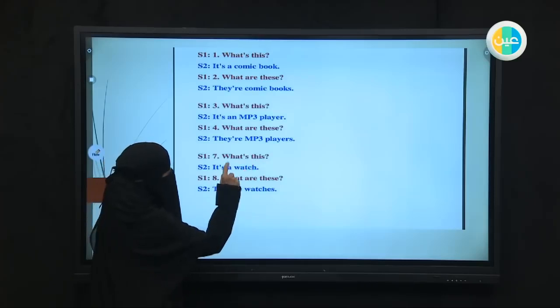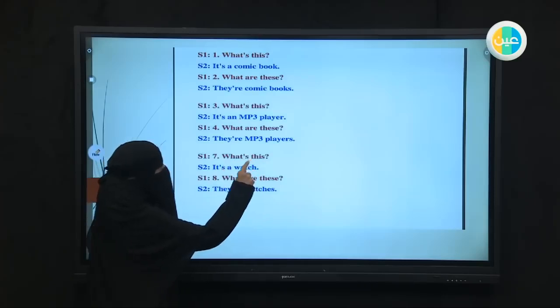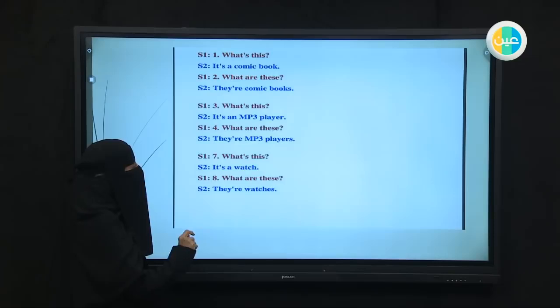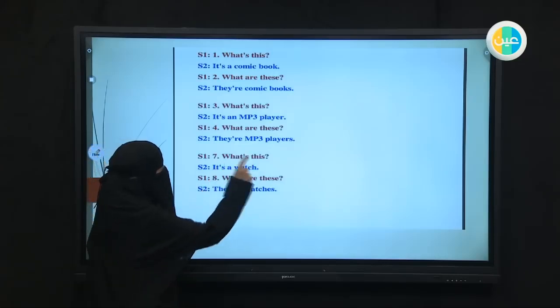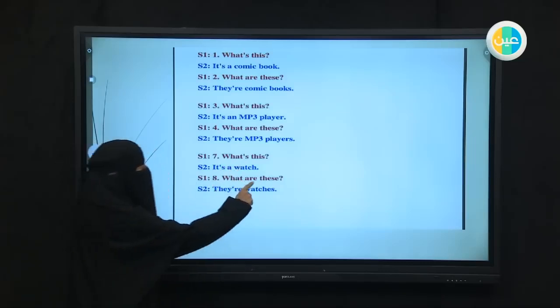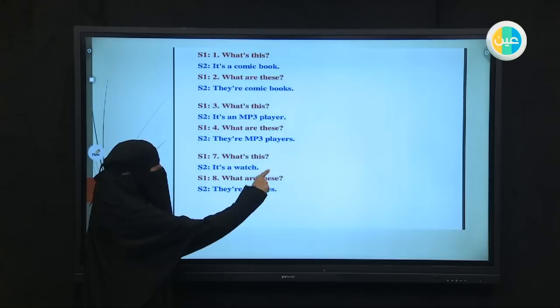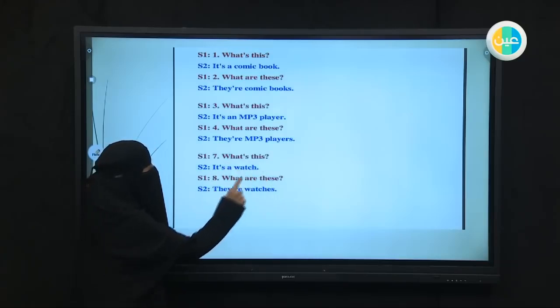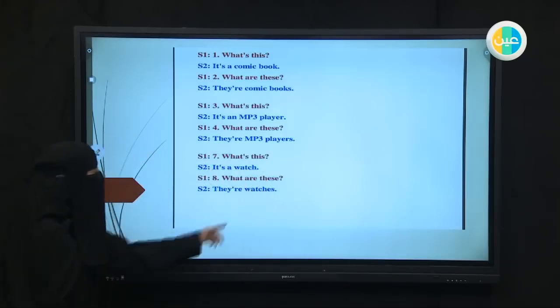Let's look at this question. What's this? When I ask with what's this, am I asking about one or more than one? What do you think? Good. I'm asking about one. What's this? It's a watch. Very good. What are these? Here I am asking about more than one, so I say they're watches. Very good. And you notice the E before the S.